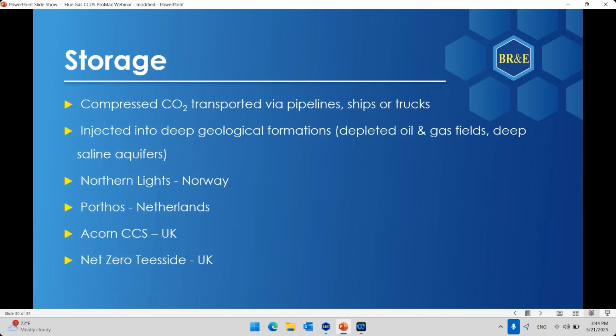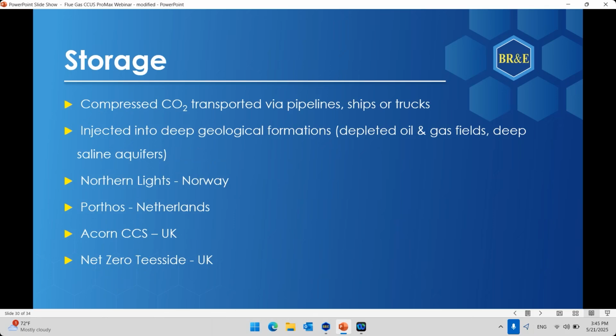So last portion of this, I wanted to talk about storage. So you saw we compressed the CO2 and you can transport it either via pipelines or ships or trucks to your storage facility. Now, you will always be given a CO2 spec. So you will be told at what conditions and how pure, etc., you need to bring your CO2, and that will, of course, come with all the feeding and compressing upfront. Now, the storage can either be that you inject it into depleted oil and gas fields or deep saline aquifers.